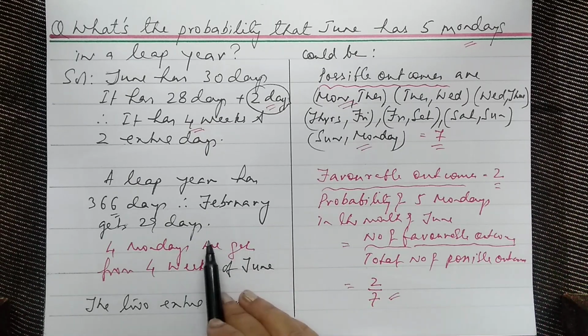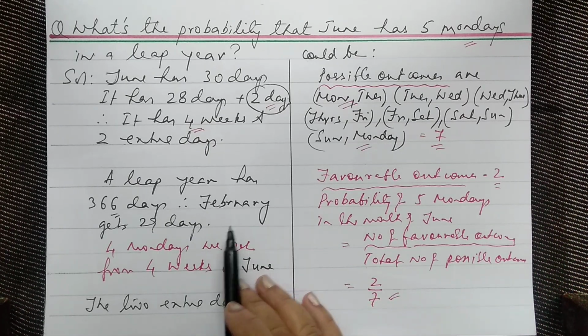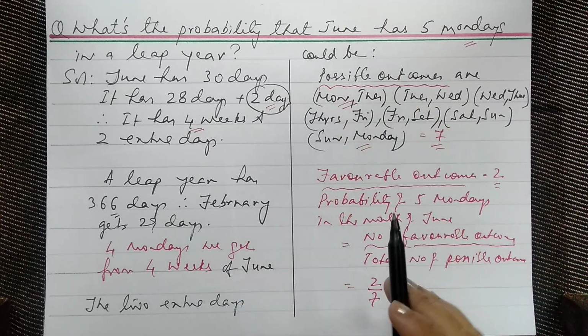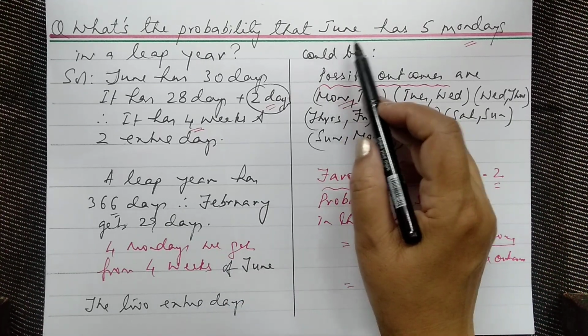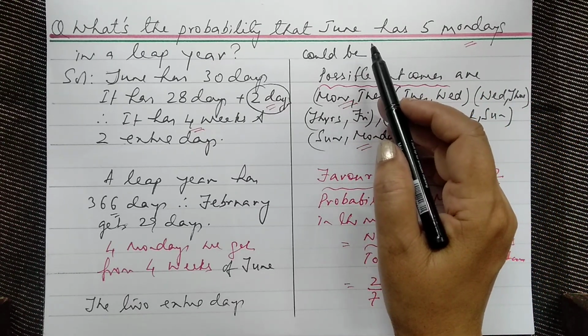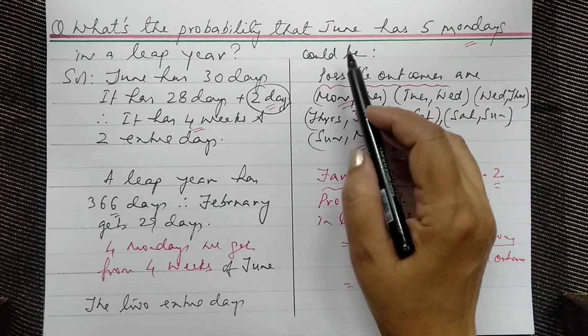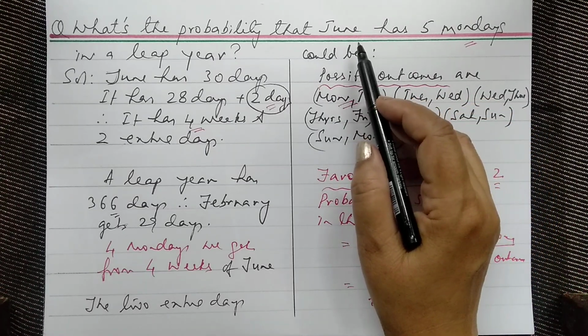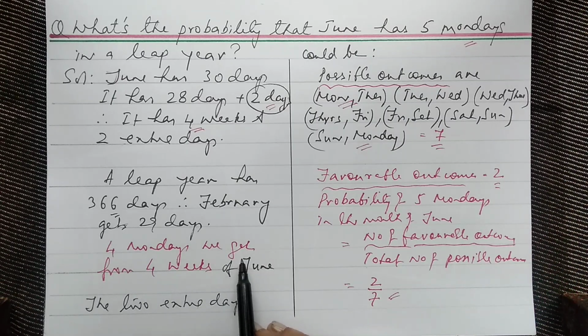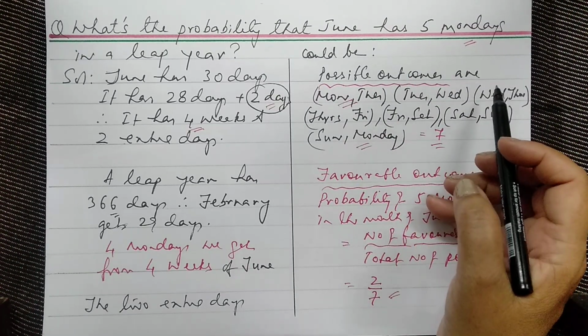February may have 29 days. There will be separate questions for the month of February, but just now we are doing June, or any month that has 30 days. Later I am going to discuss months having 31 days also, but presently let's concentrate on June only. So 4 Mondays we'll get from 4 weeks of June. As I have already said, the 2 extra days could possibly be what?